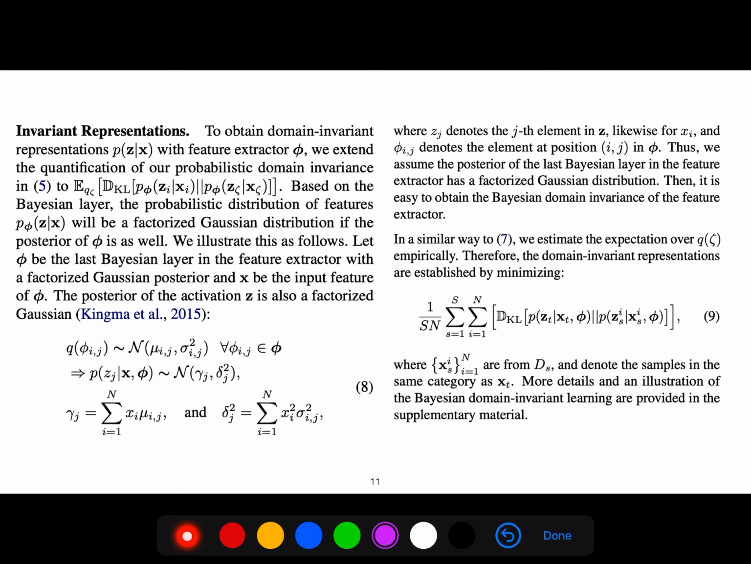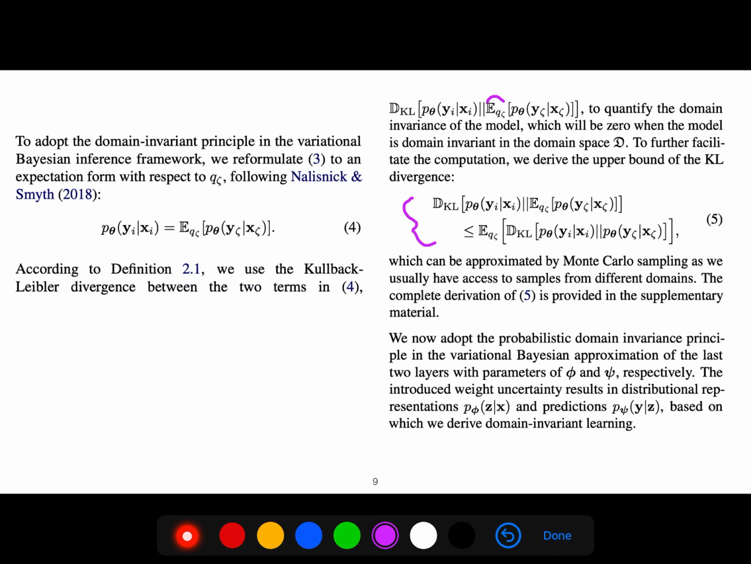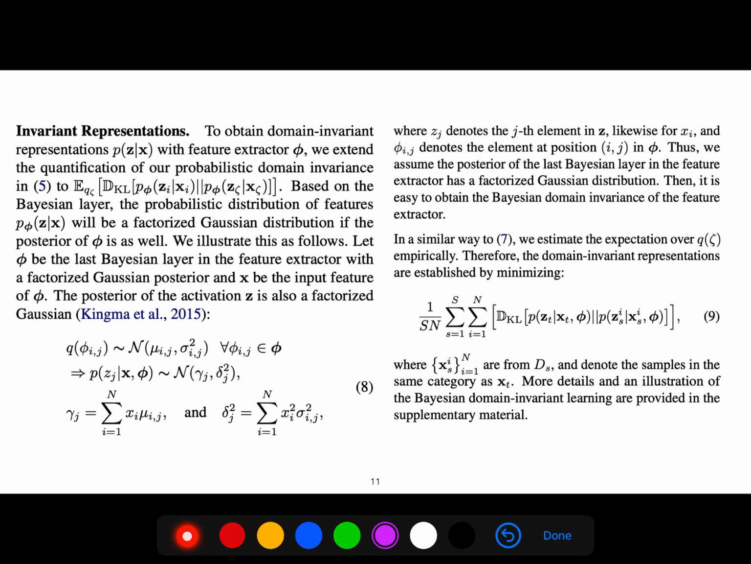We extend the quantification of our probabilistic domain invariance. This phi, we want to quantify into this expectation based on the Bayesian layer. The probabilistic distribution of features will be a factorized Gaussian distribution if the posterior is as well. The posterior of activation Z is also a factorized Gaussian. So mu sub ij and gamma is just a linear combination of them. This z sub j is the jth element in Z. X sub i is the ith element in X. So in this definition, phi sub ij denotes the element at position ij in phi.